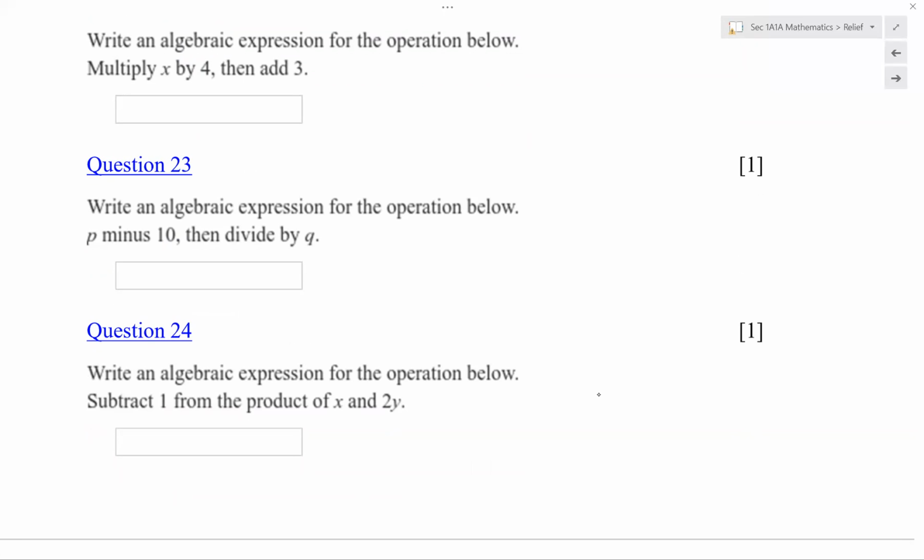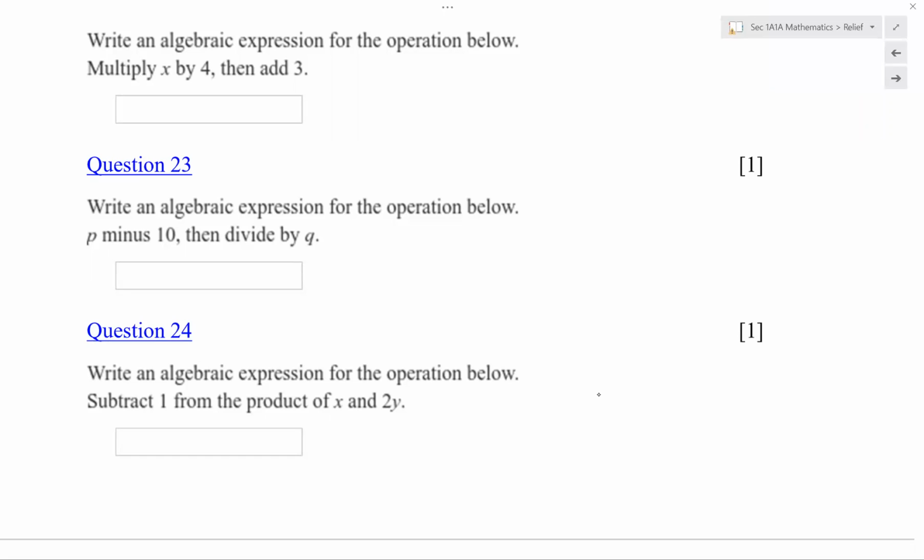Oh, Q divided by 10. No, read Q. The second line. What does the second line start with? Second line. Then divide by Q. So you are reading the second part of the sentence. What is the first part of the sentence?